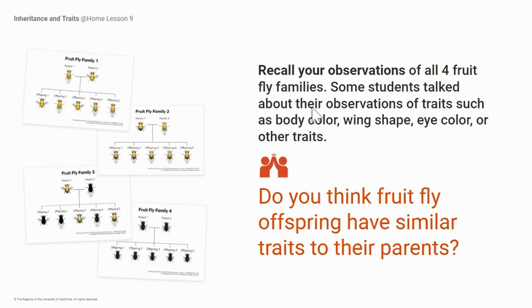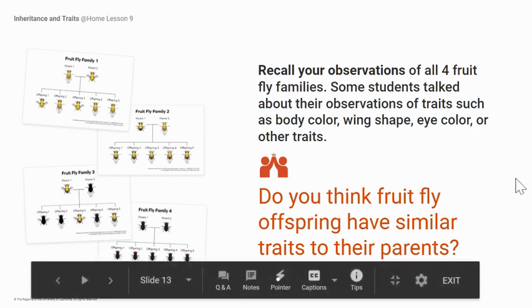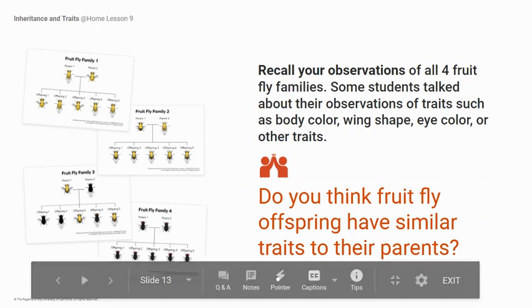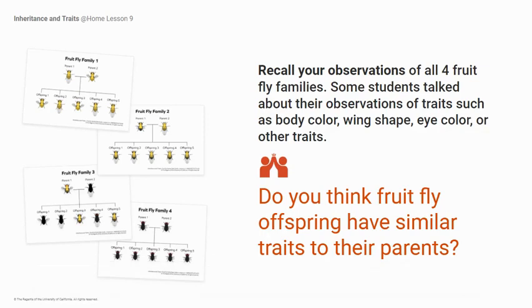So when you recall your observations, you may have talked about traits such as body color, wing shape, eye color, or other traits, and how they relate to one parent versus another. Do you think fruit fly offspring have similar traits to their parents? If you look at them, do they have similar traits to their parents? Are they maybe more like one parent than another? Are they not at all like either parent? Okay. Think about that idea there.